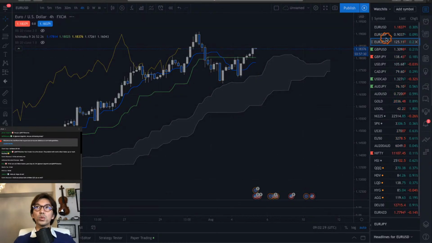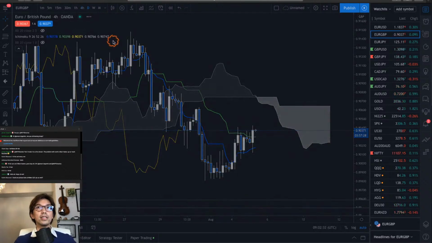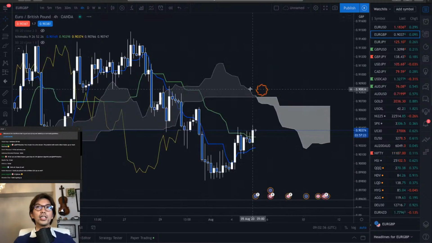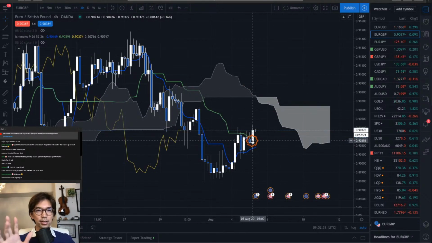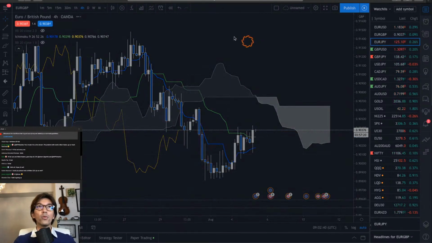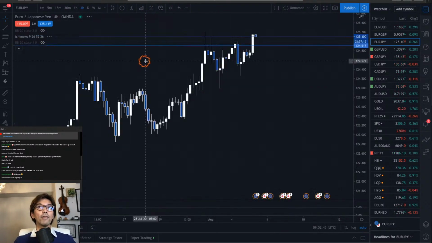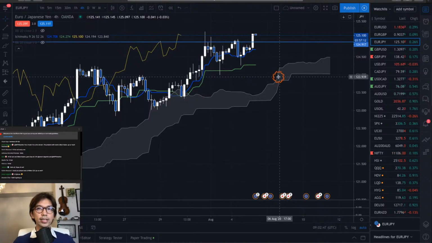So moving on to the next one, Euro GBP. This is a daily chart, right? Kijun Sen is flat, and the 4-hour chart, Kijun Sen is also flat, so not this one. Next one, Euro JPY. The daily chart is flat, and the 4-hour chart is also flat, so not that one.